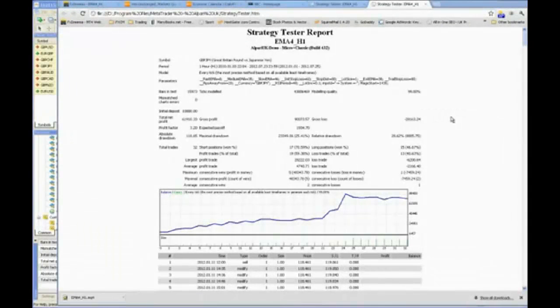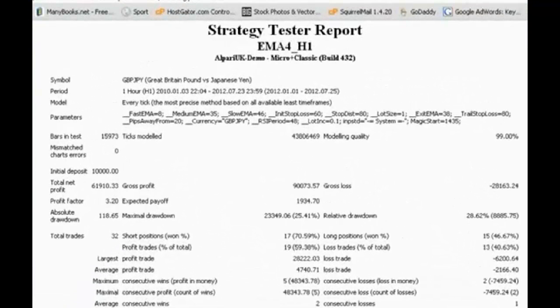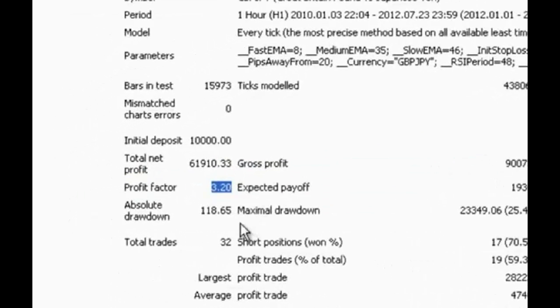Okay, before I move into actually demonstrating the program itself, the software, if you like, I just want to go through the report, because this is something that you need to understand. We all need to understand it. One of the most important things, of course, is what we call the profit factor, and that's 3.2. In other words, for every one we lose, we can expect to win 3.2.